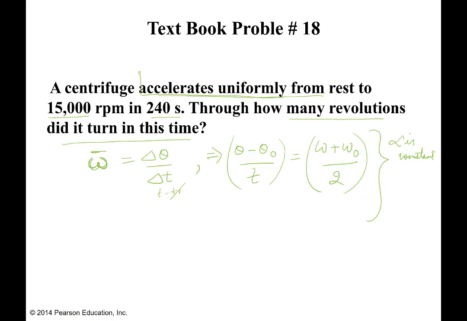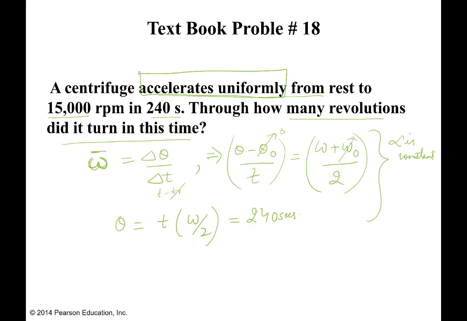Accelerates uniformly has a meaning: from rest to 1500 revs. So this one is already given as 0. We have omega naught as 0. Because it's starting from rest, rearrange the terms and you'll get theta is equal to, theta naught can also be treated as 0 because the angle is 0 at the beginning. So it is t times omega by 2 because the rest of the terms became 0. So your t is 240 seconds.